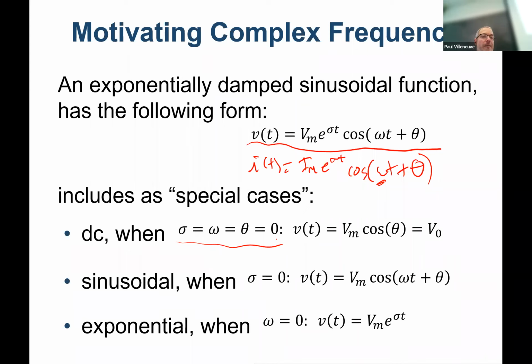It's a fixed value. If it's a sinusoidal waveform, so this is purely sinusoidal, then it has a magnitude, and then it has a varying waveform. It's the cosine of omega t.